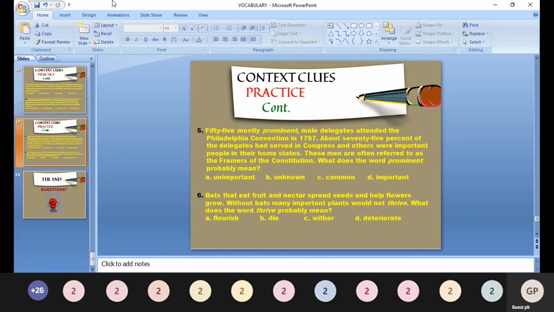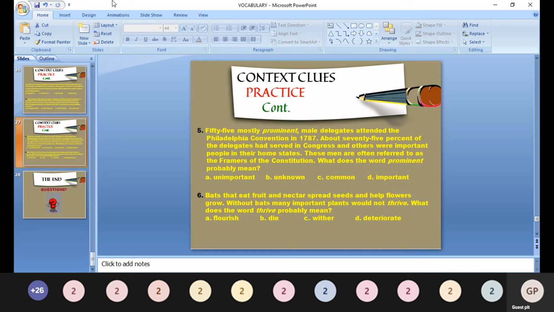Okay. Next one. 55 mostly prominent male delegates attended the Philadelphia Convention in 1787. About 75% of the delegates had served in Congress and others were important people in their home states. These men are often referred to as the framers of the Constitution. Okay, so what does the word prominent probably mean? So now here you see it talks about great people. Okay, so what does prominent mean?